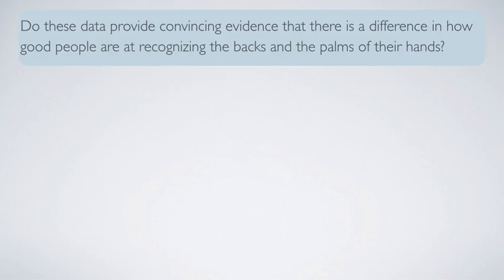In this case, our null hypothesis is that there is no difference between the two, so p back minus p palm is 0, and the alternative says that there is a difference, so p back minus p palm is not 0. So first, let's check our conditions.